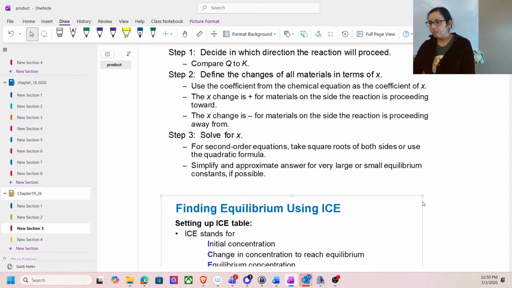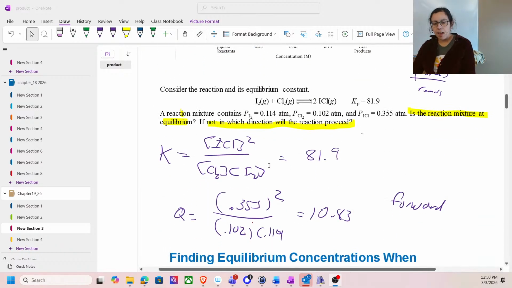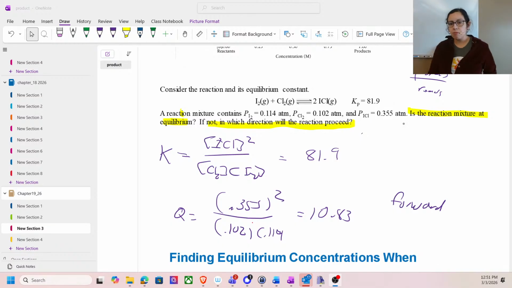I don't understand why it's moving forward. Lower than the K value. Yeah, so then if Q is lower than the K, right, so the K, and again, it's products over reactants. So we're saying that we're not quite there with the products. So we need to keep going in the forward direction to get more, right, to get to that 81.9. So meaning that as the Q value lowers, it means that there are more reactants that are being produced.